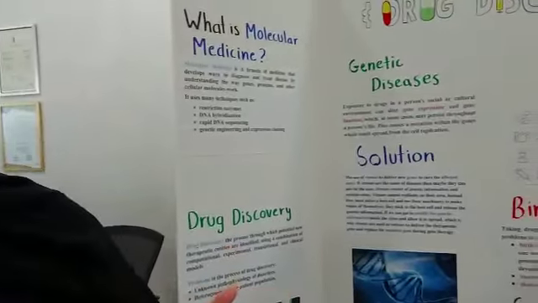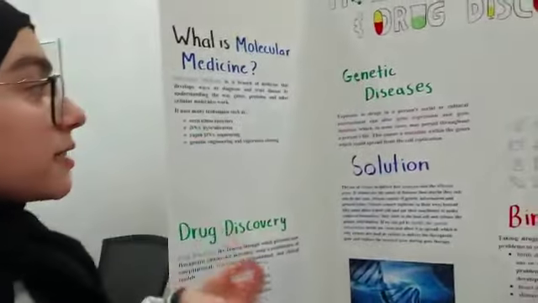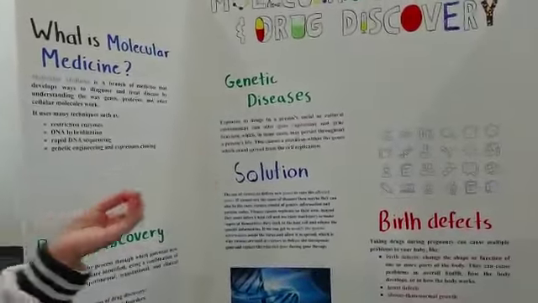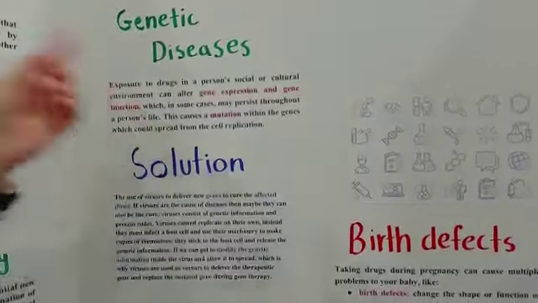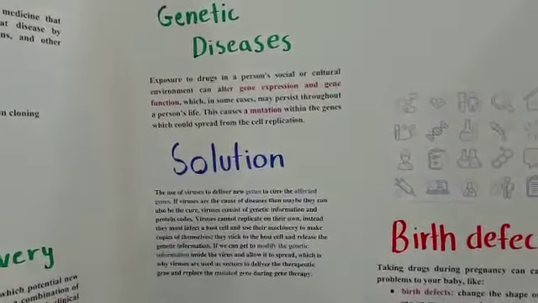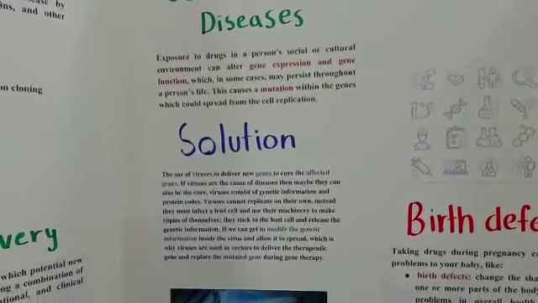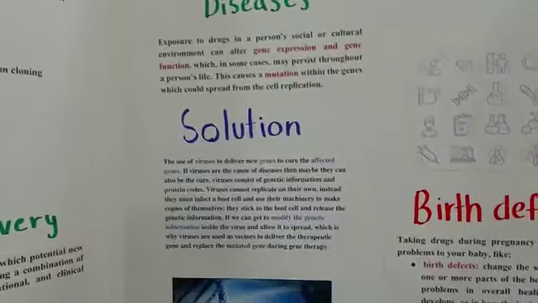Drugs can cause multiple problems, and one of them is genetic diseases. Genetic diseases are caused by drugs by altering the gene expression and the gene function in a person's life. And this causes a mutation within the genes which can spread through cell replication. Therefore, genetic diseases can be inherited from parents and passed on.